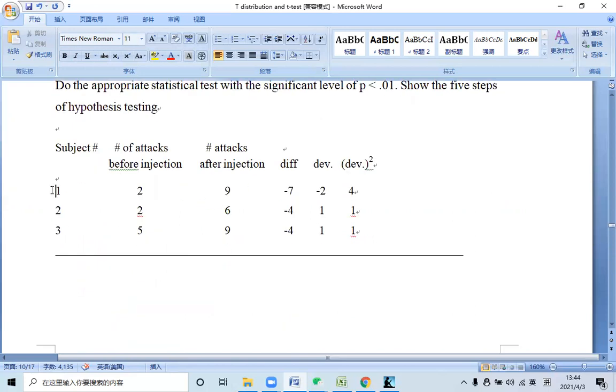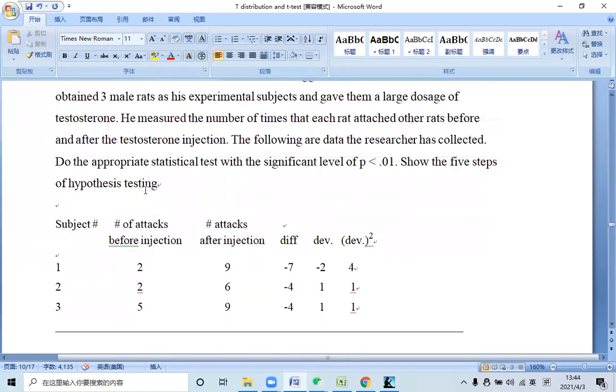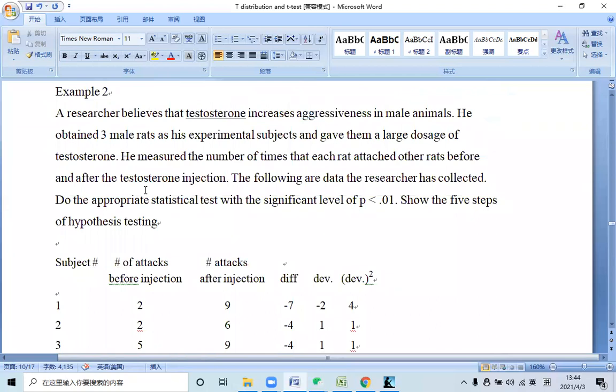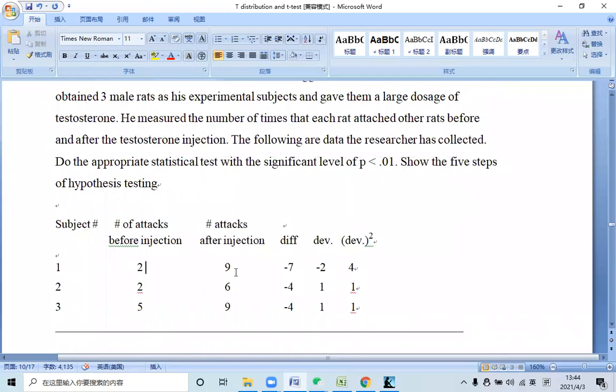3 rats, 3 subjects. Number 1, before the injection, you test, he attacked other rats 2 times, maybe 2 times per hour or per 30 minutes. And then after injection, he got aggressive. He got more aggressive. He attacked other rats 9 times.